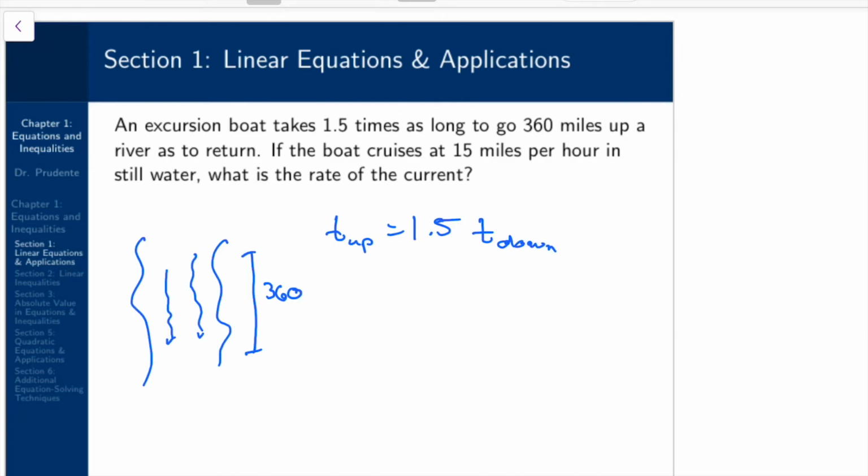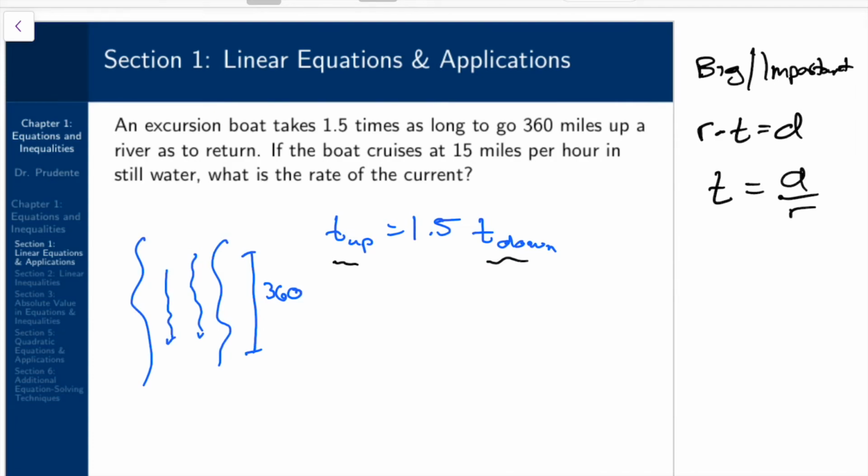So that's a good equation, but what we want to do is try and think of how we can start to link these things together. And so there is one big formula we want to know, which is rate times time is equal to distance, right? That is a big, important formula to know. But in this case, since we're dealing with time, we want to rewrite this as time is equal to distance over r. And so what we want to come up with is 2 time equations, one for up and one for down. Right?